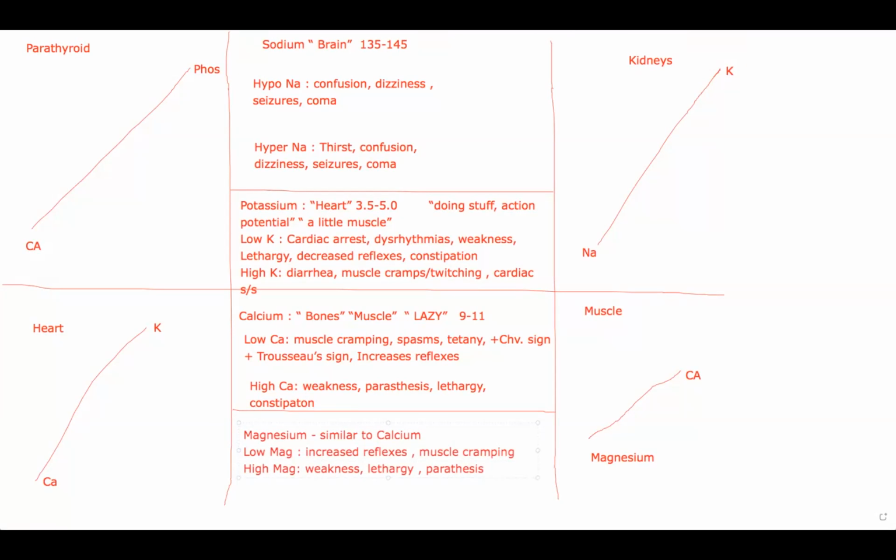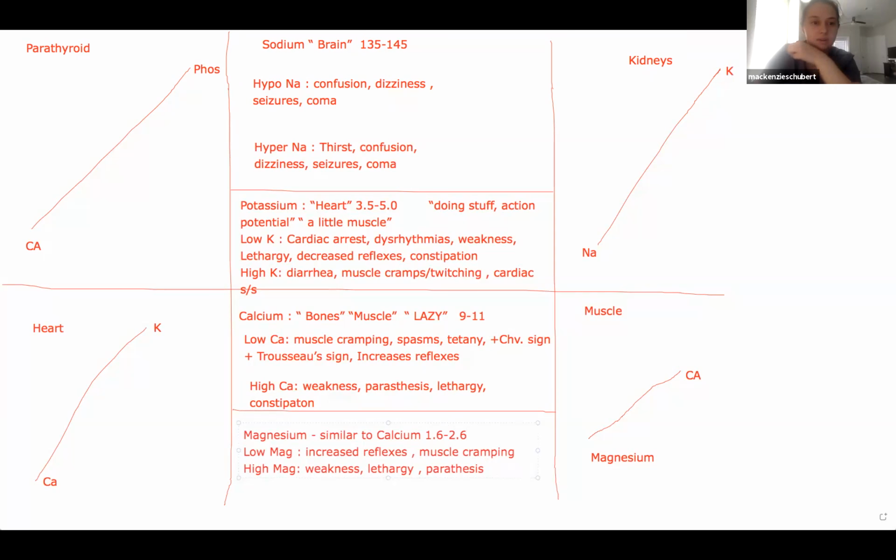I'm sorry, say again? I didn't mean to say that. I was just making sure you didn't have a question. Okay, so the normal for magnesium is 1.6 to 2.6.